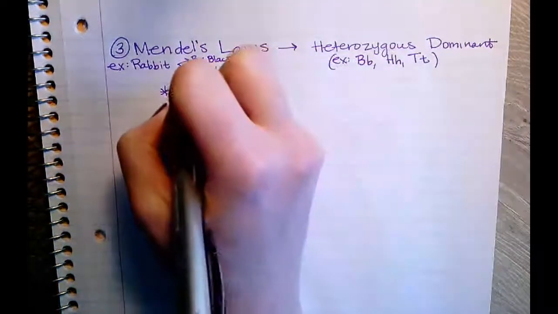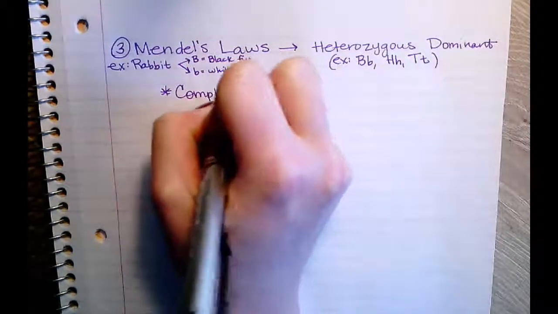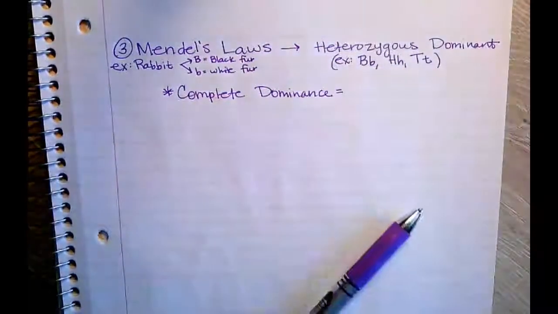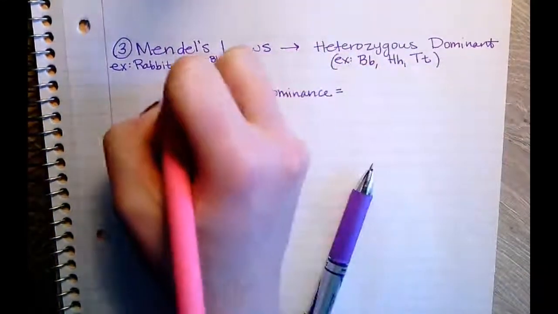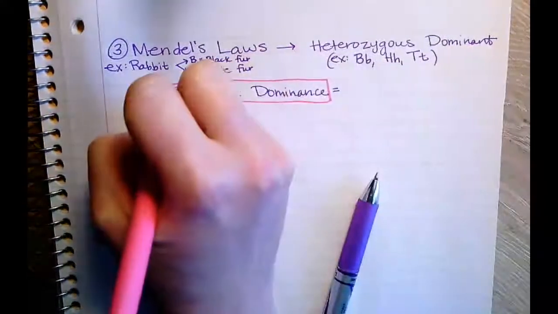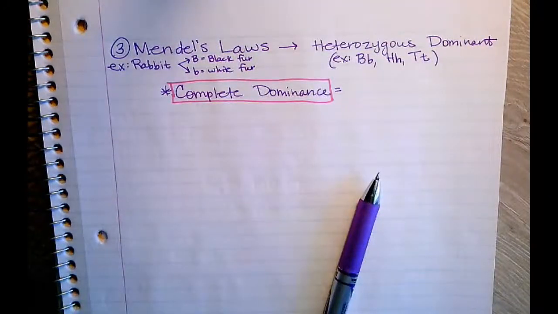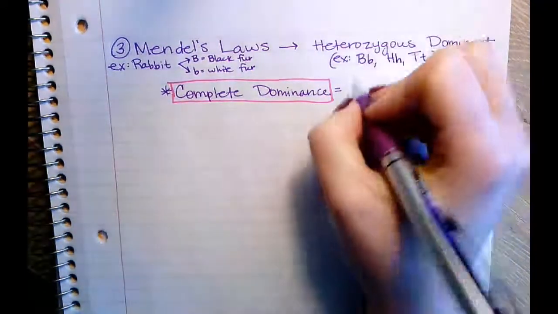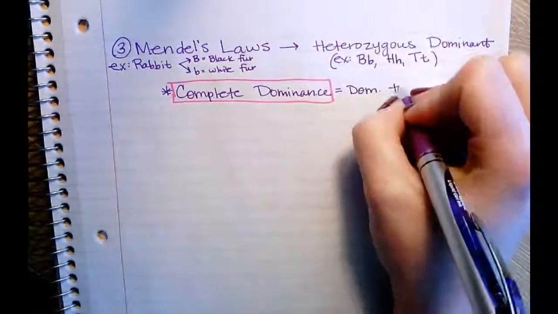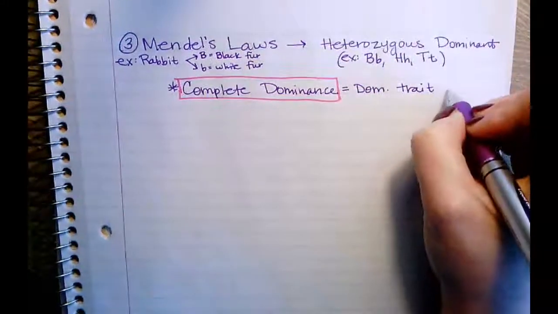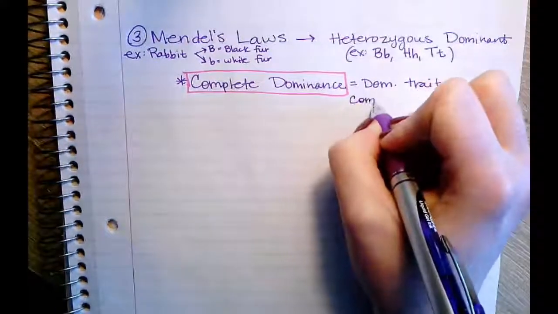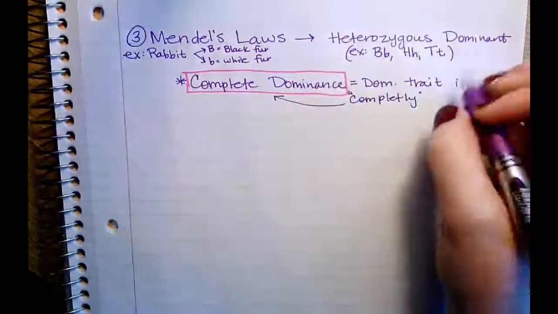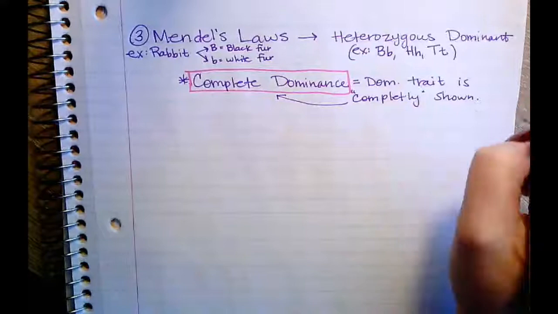The first law is called complete dominance. I'm going to put a little box around this. This is important. Complete dominance is the most common, I would say, depending on what species or type of animal or plant you're talking about. Complete dominance is when the dominant trait is completely shown. Get it? Complete dominance, completely shown, meaning it masks over the other trait.